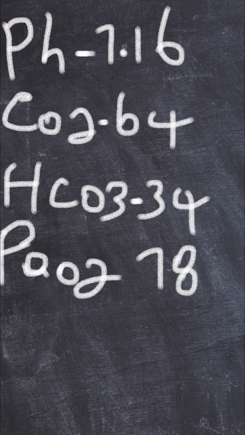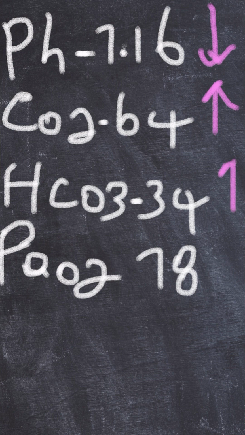So let's work this out now. pH, this is low because the normal value is 7.35 to 7.45. CO2 is high, normal value is 35 to 45. Bicarb is high, normal value is 22 to 26. PaO2 is low, normal value is 80 to 100.